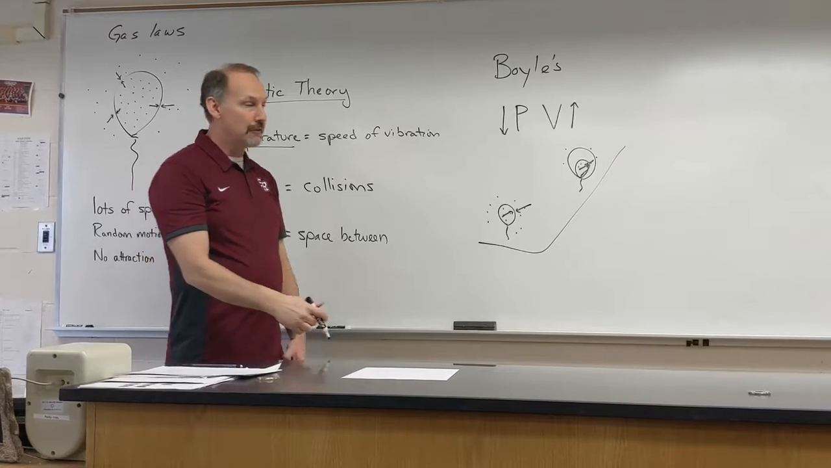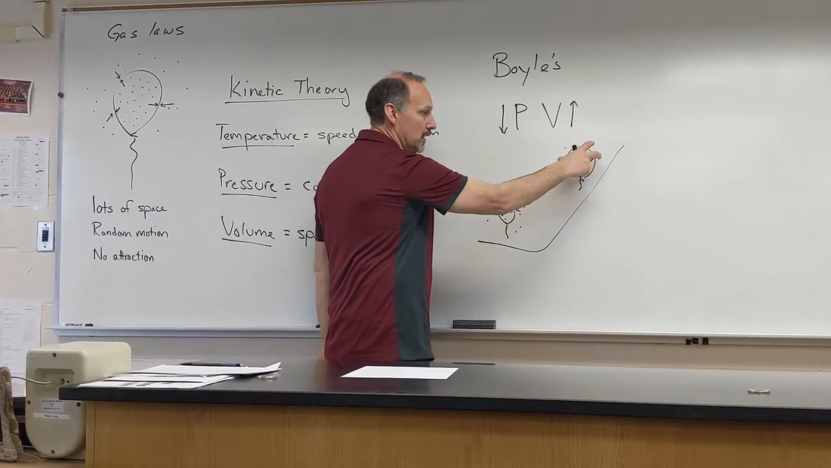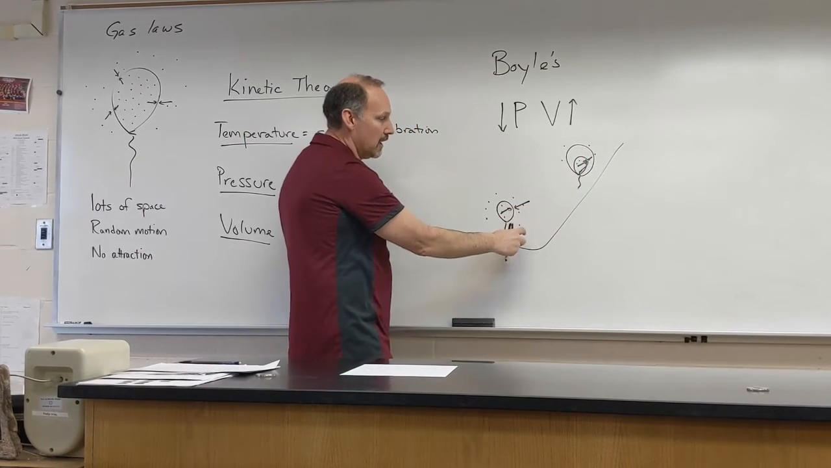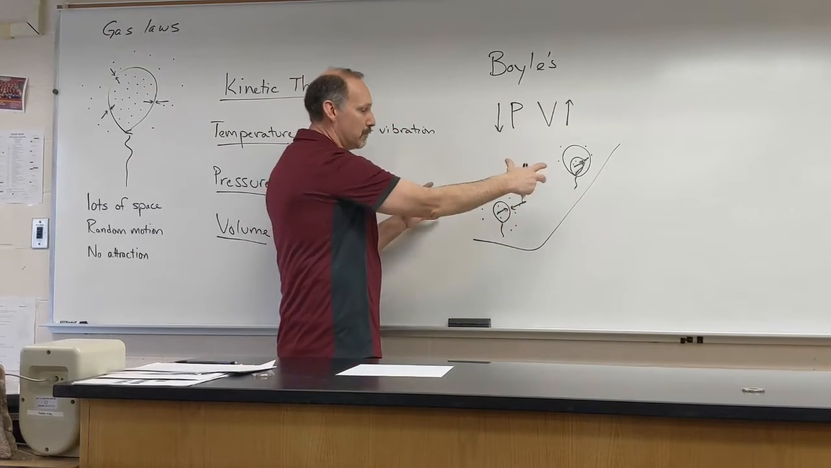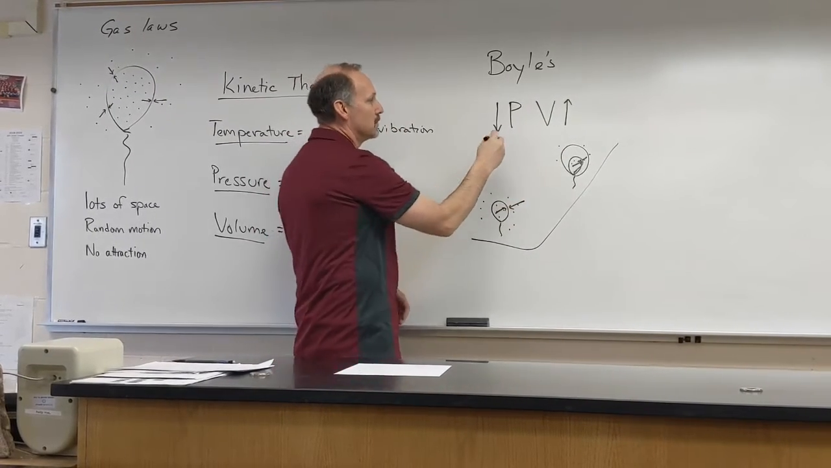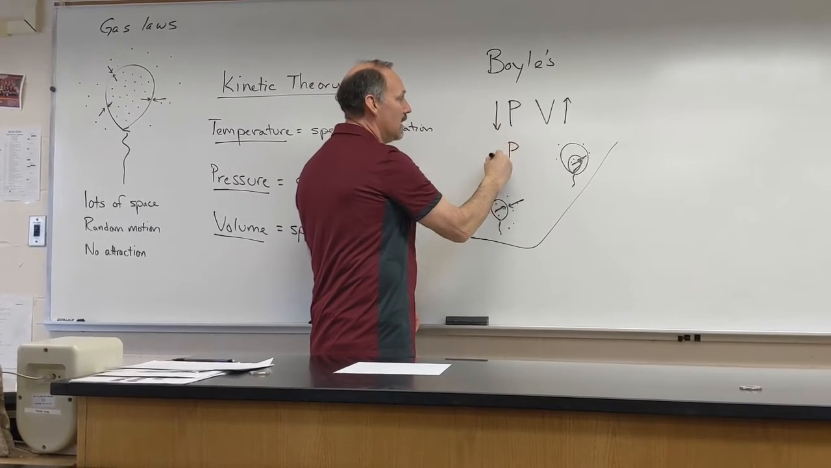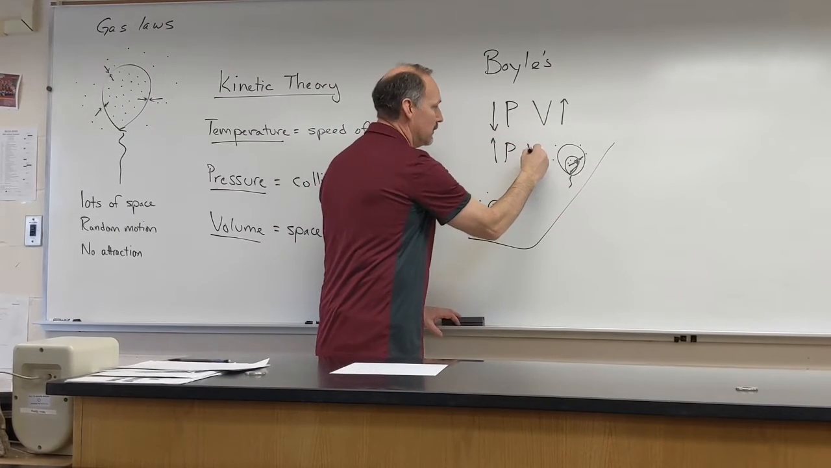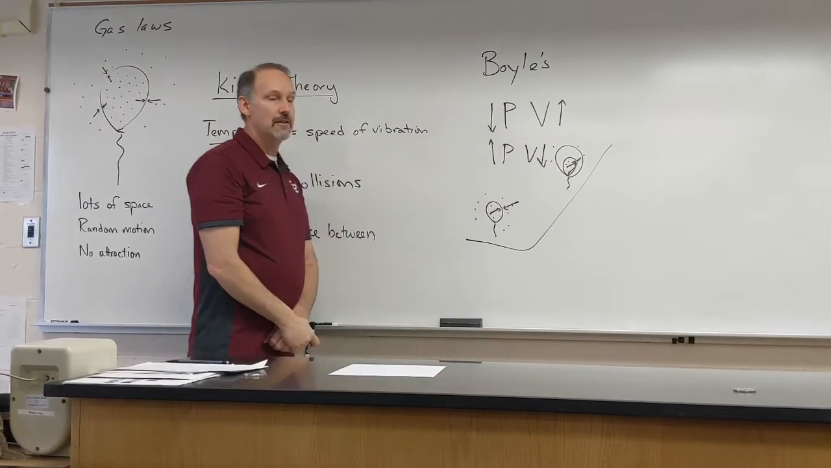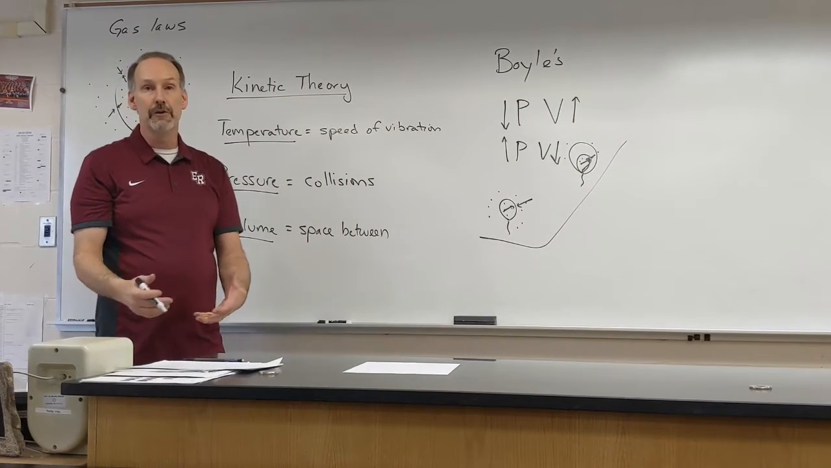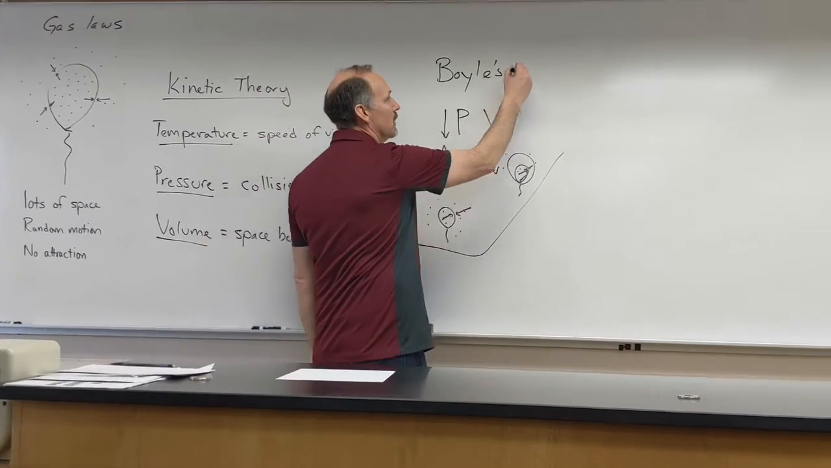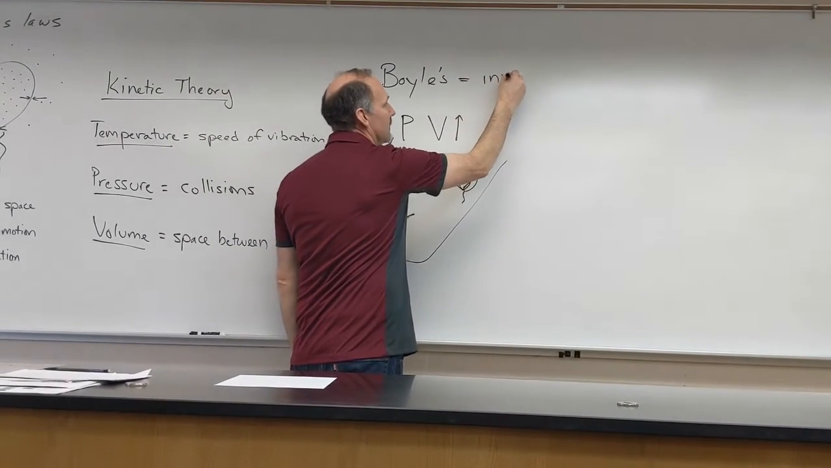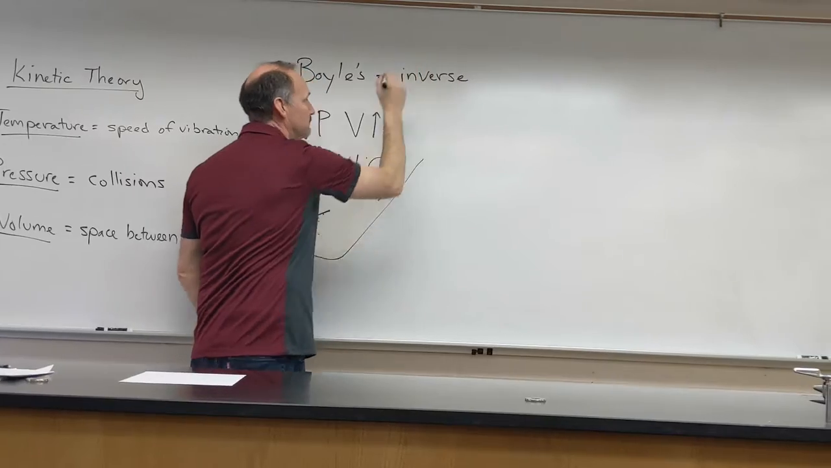But he also found out that as you lower the balloon into a lower atmosphere, the pressure increased, and so the balloon on the inside couldn't push out. It got pushed closer together. So as the pressure went up, the volume went down. That kind of relationship is called inverse. It's when two things act in an opposite direction. So Boyle's law is an inverse relationship.